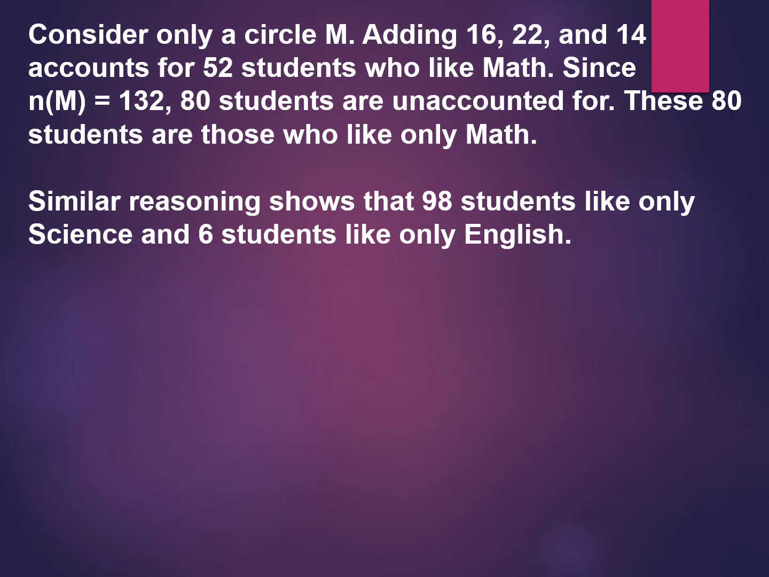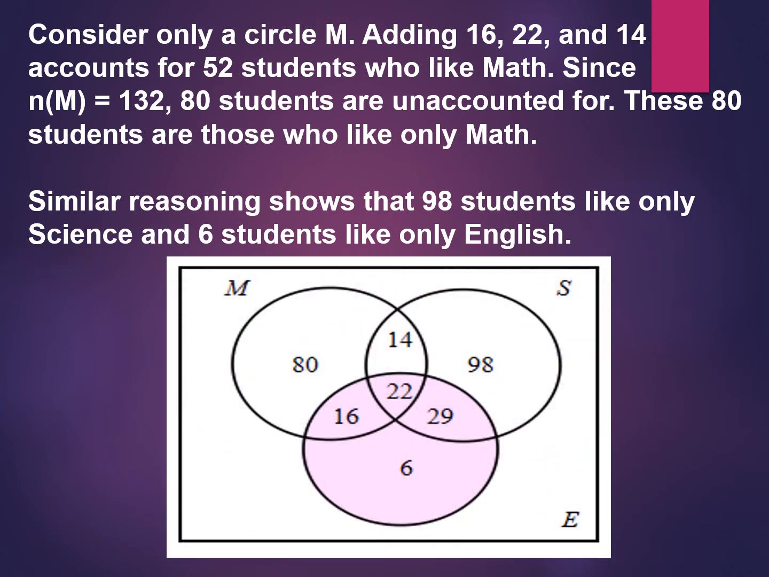Consider only circle M. Adding 16, 22, and 14 accounts for 52 students who like math. Since set M is equal to 132, 80 students are unaccounted for. These 80 students are those who like only math. Similar reasoning shows that 98 students like only science and 6 students like only English. This is shown by the Venn diagram.